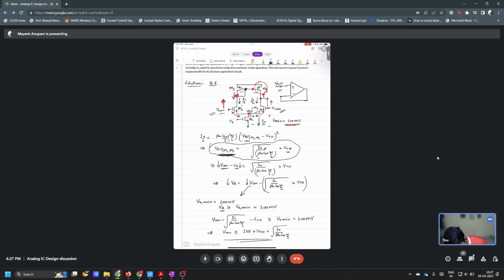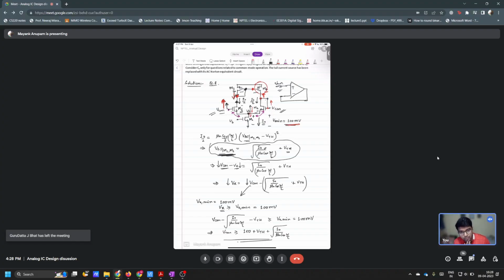You see M1 Vx is moving up, right? This guy is moving up. Correct. VCM is moving up. So VGS is remaining constant for M1, right? Yes. But the drain is fixed, isn't it? Drain is at the same potential always, because it is fixed by M3. So drain is fixed, gate is moving up, source is moving up.